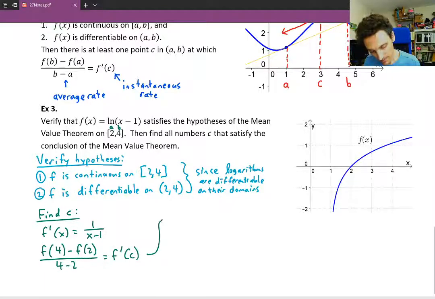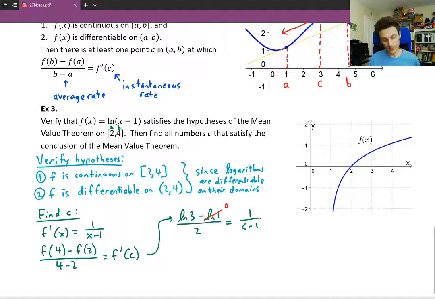So taking this over here, we have f of 4 is going to be natural log of 3, right? When we plug in 4 into our function, we get ln of 4 minus 1, which is ln of 3. When we plug in 2, we're going to get ln of 2 minus 1, which is ln 1. And then on the bottom, we get 2. Now f prime of C, well, that's going to be just f prime of x, but with a C plugged in. So it'll be 1 over C minus 1. All right. Now ln 1 is 0.